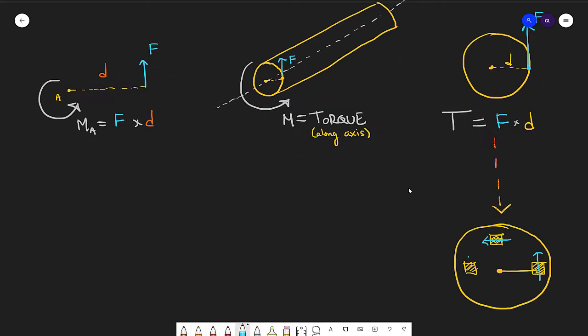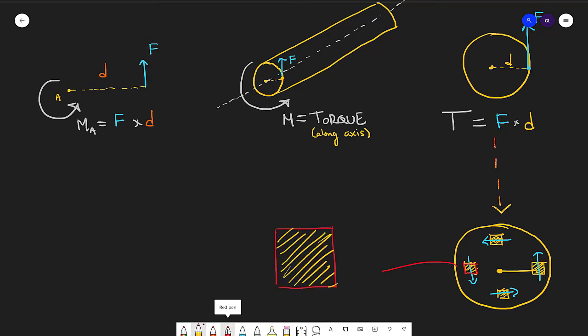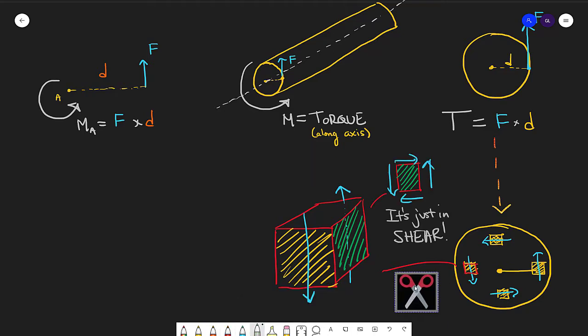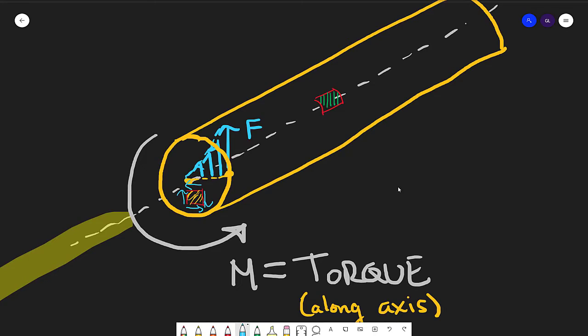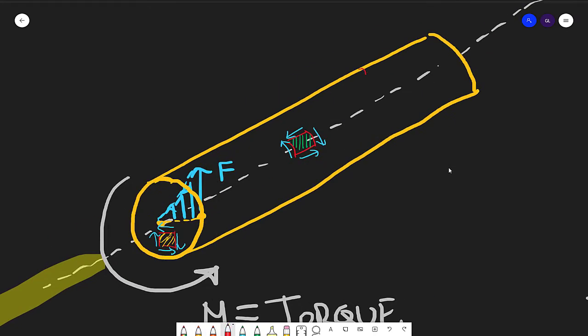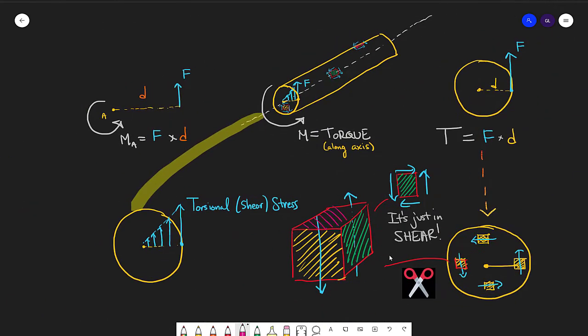Perhaps more interestingly, we can draw the connection between shear and torque by simply looking in the third dimension. This is nothing but shear, just like we saw before. And so we see that torsional or shear stress is actually very, very similar to what we already know. Now we're just layering things in to cover all three dimensions.